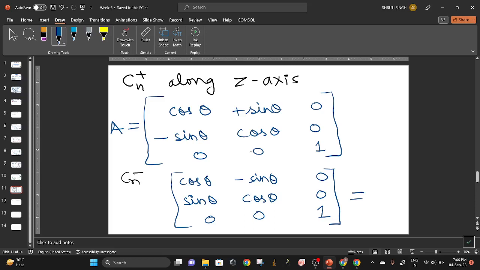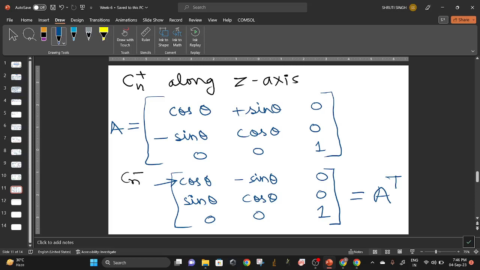Summation are same. Yeah, but isn't this the transpose of A? Check yourself. Cos, minus sine, 0. Here it was a column. Now here you see it is a row. Cos, minus sine, 0. Transpose. Yes, ma'am. So for clockwise, if the matrix is A, for the same anti-clockwise rotation, the matrix will be the transpose of the first one.